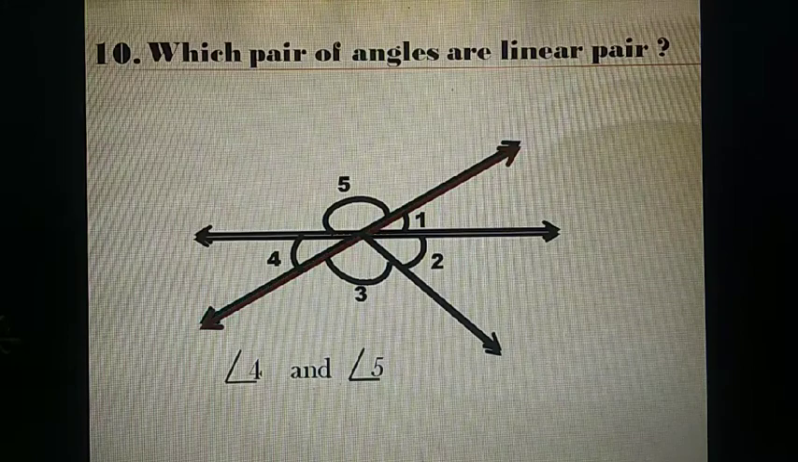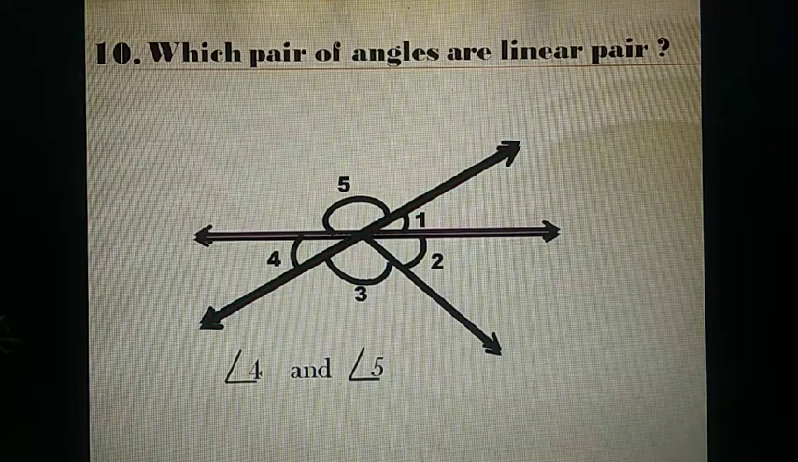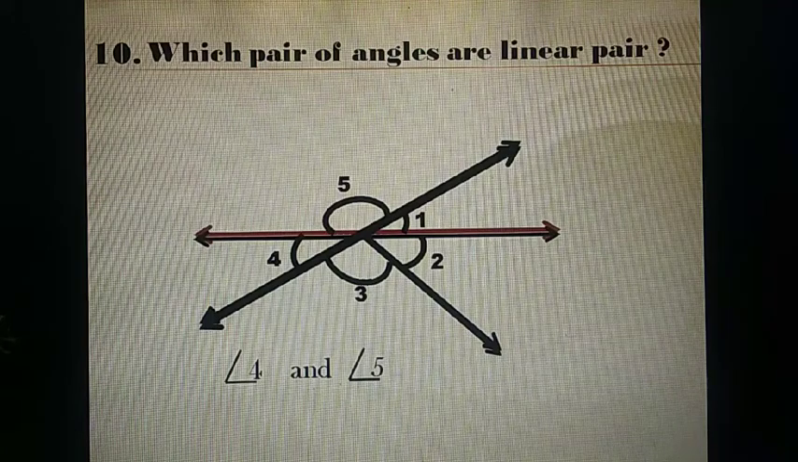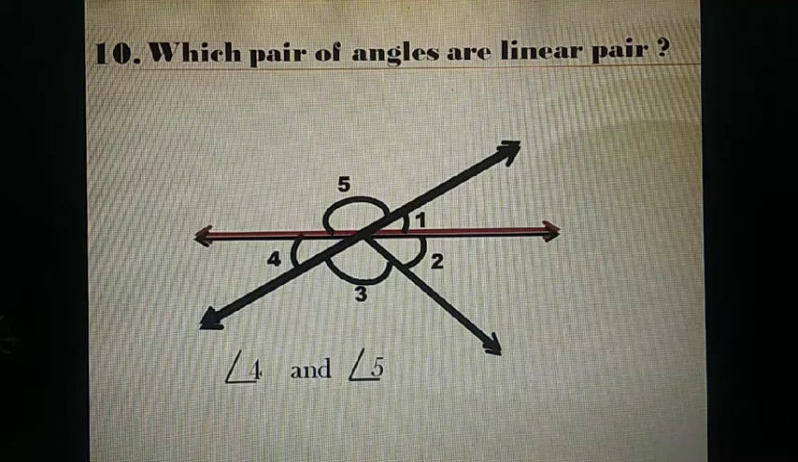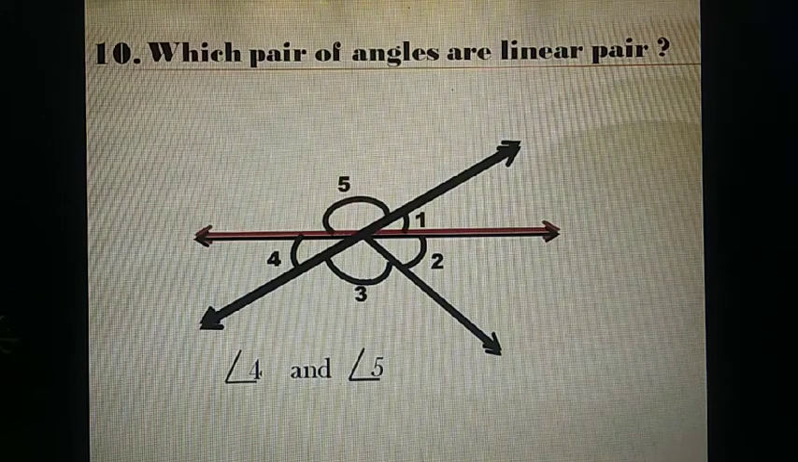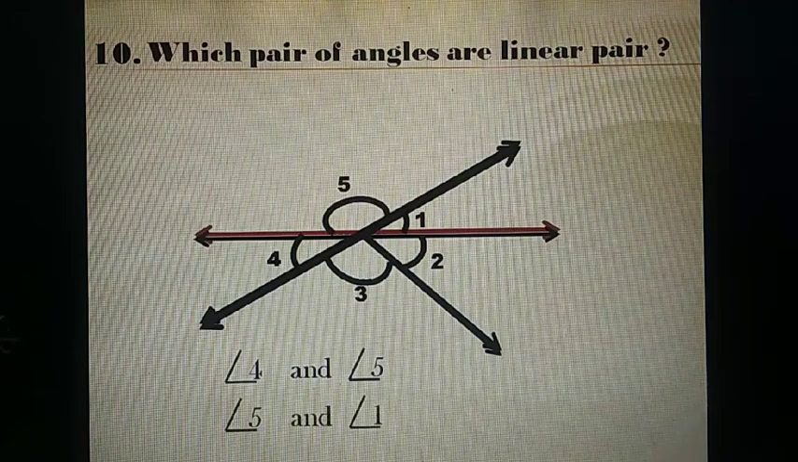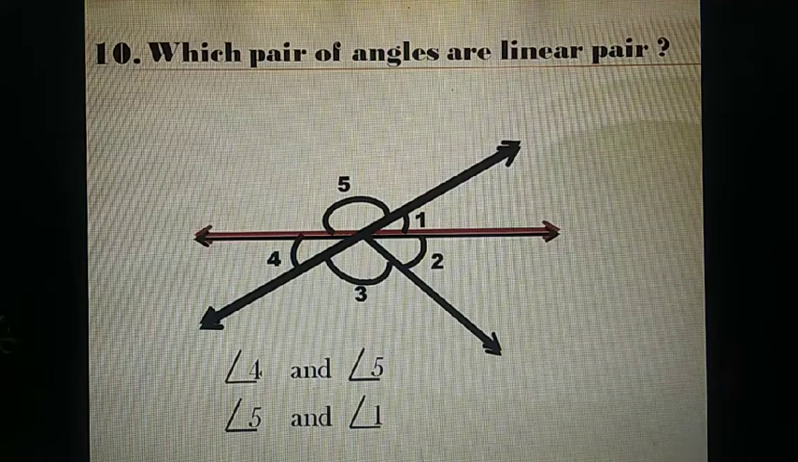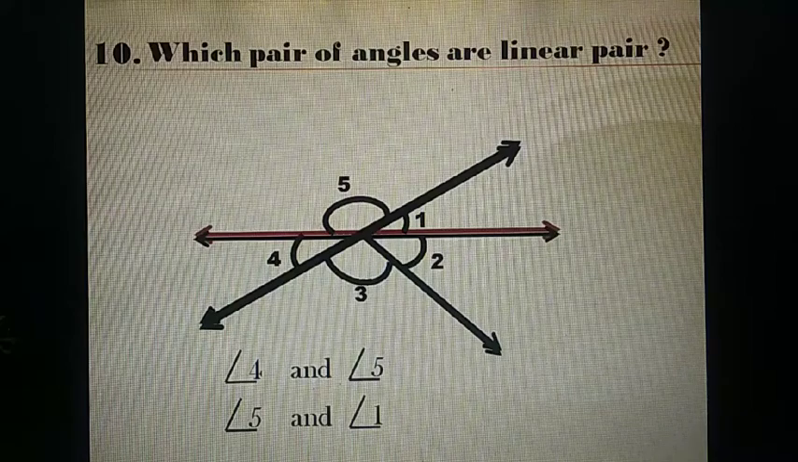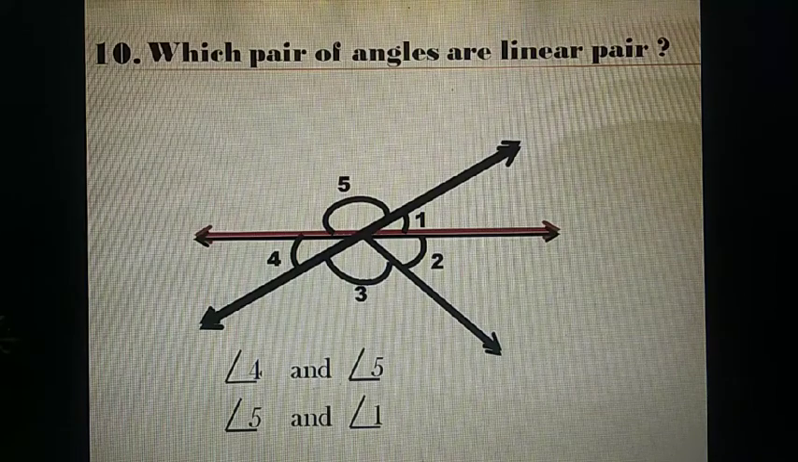Moving to the second line, trace the second line now. Again, above the line there are two angles, below the line there are three angles. We will use two angles and they are angle 5 and angle 1. So the two pairs of angles which are forming linear pairs are angle 4 and angle 5, angle 5 and angle 1.